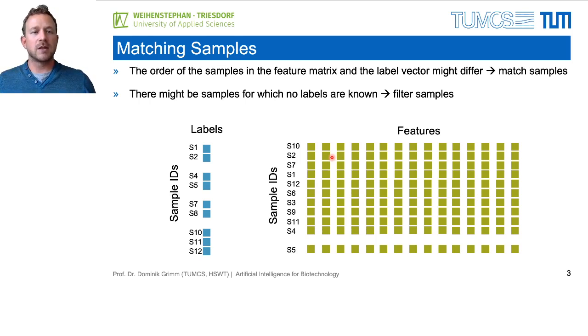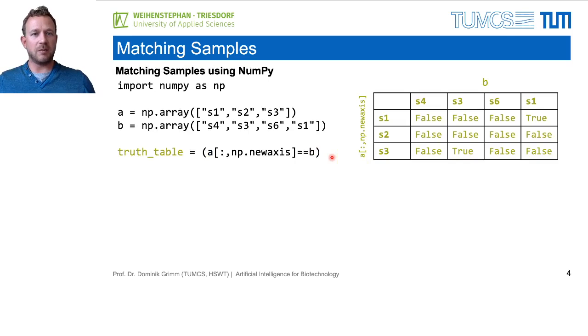However, it could also happen on the other side, that there are some samples in the labels where we have, for example, measured the disease of a patient, but we never genotyped it. So in this case, we have to also filter the samples in the labels and in the features. So how do we do this? Let's start with matching samples.